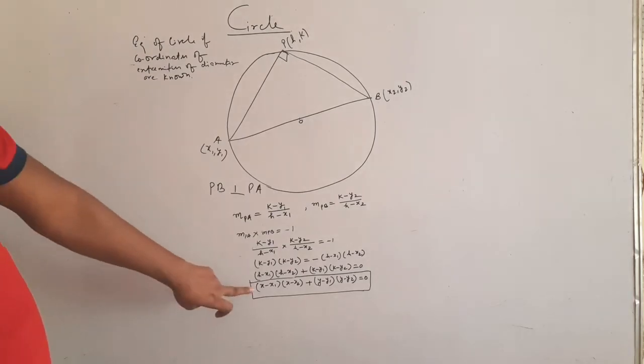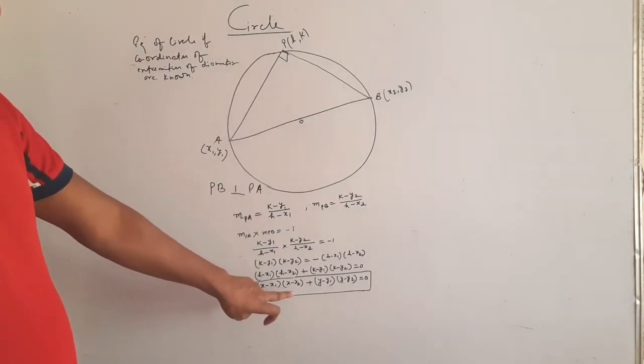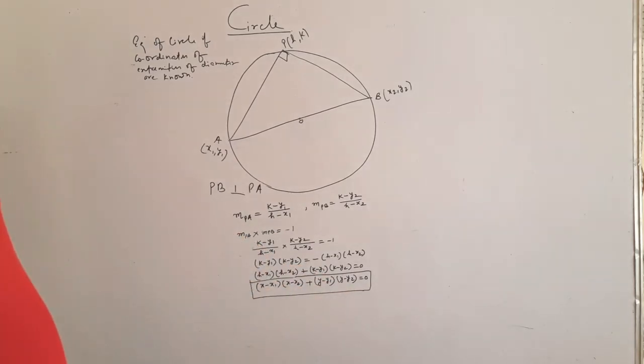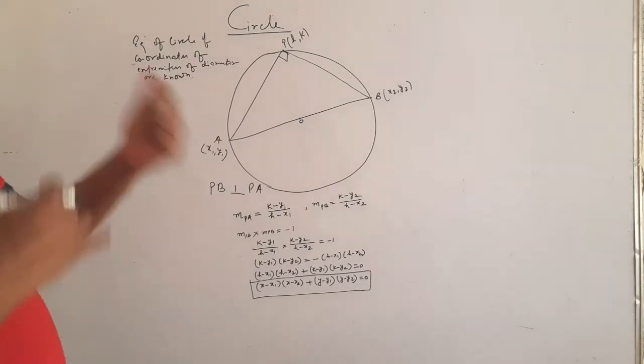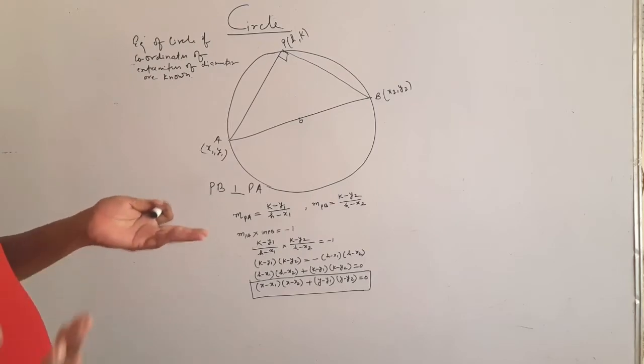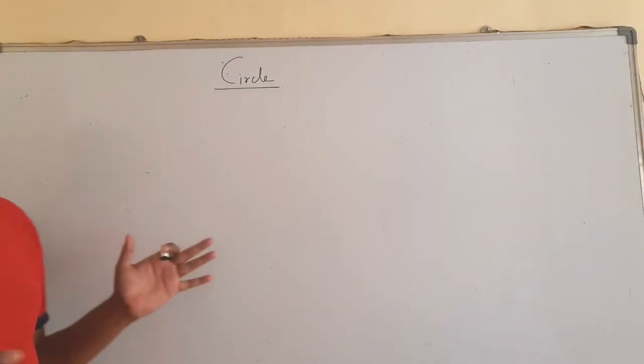So the equation will be (x minus x1)(x minus x2) plus (y minus y1)(y minus y2) equal to 0. So I hope this idea is clear. In the next section we are going to explore another property of the circle. So just now, you have got some ideas about the circle.